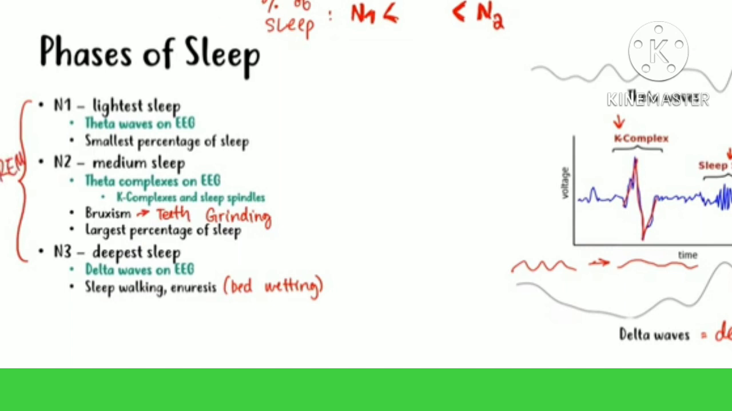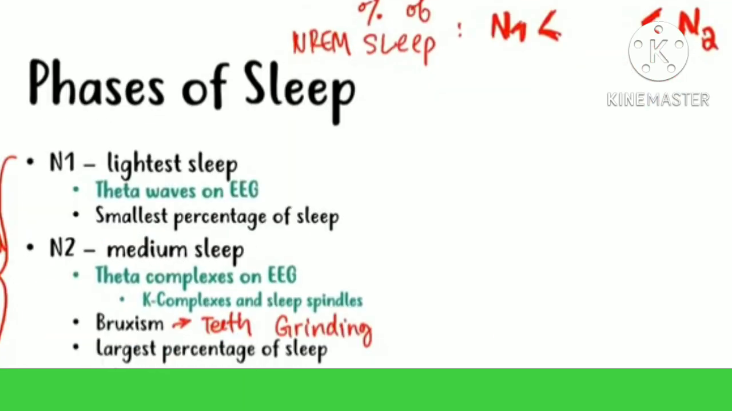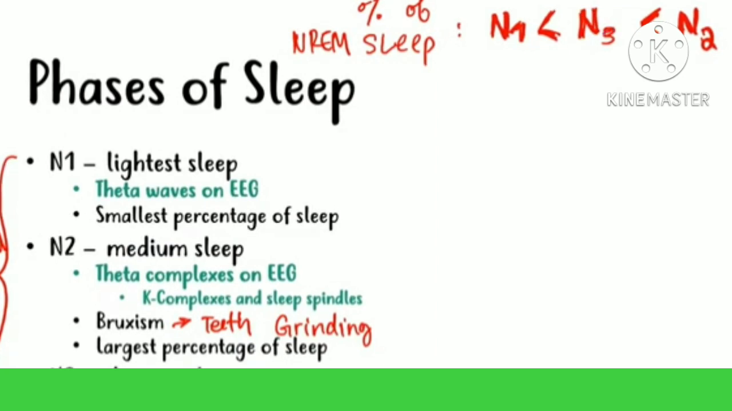So we're going to write this here too. N-REM. Alright, so right here we have, let's go up. Boom. Alright, so we have N3 right here. So the most time spent while you're asleep is in N2 sleep, okay? The least time in N1, N3 is in middle.